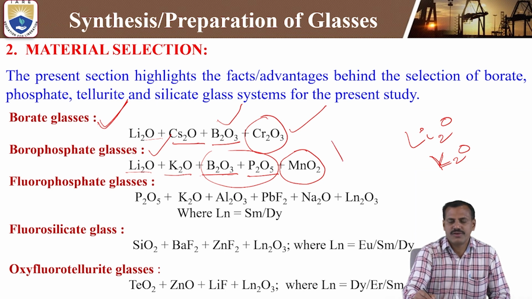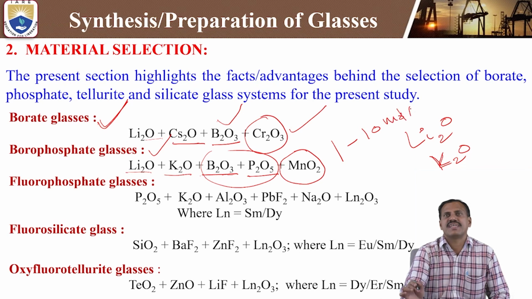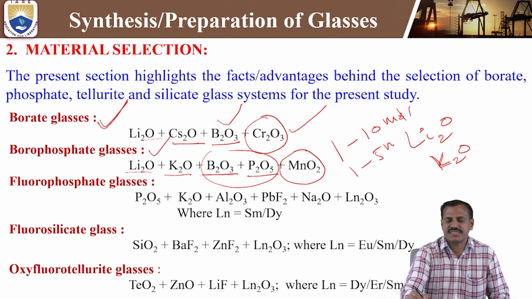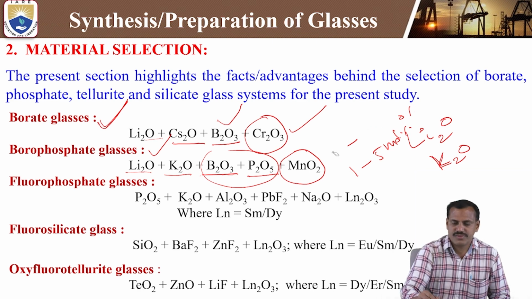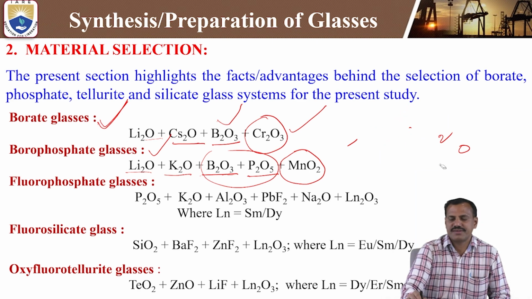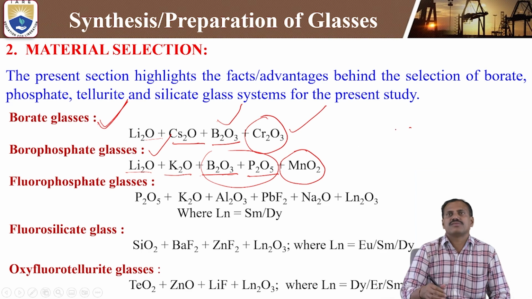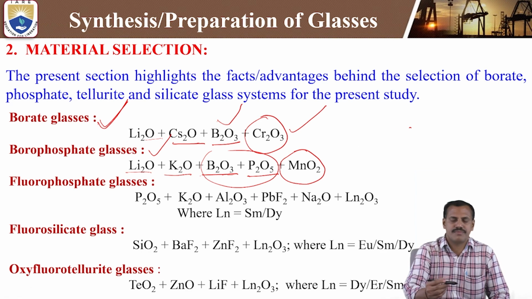The dopant should be in the 1 to 10 mole percentage only. Not 10 mole percentage; we do not use that, only in rare cases. We take up to 1 to 5 mole percentage of dopant ions only in the preparation of glasses. So these are important in the material selection for preparing borophosphate glasses.